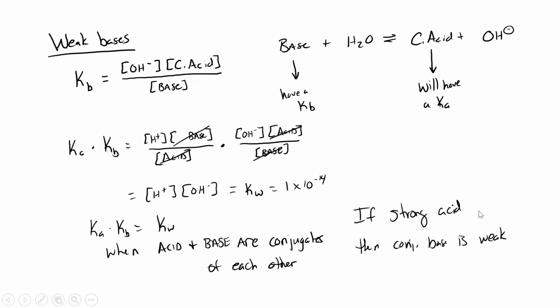And so if we have a very strong acid, then the conjugate base becomes weaker. If we have a weak acid, the conjugate base becomes stronger. And so there's always this balance.